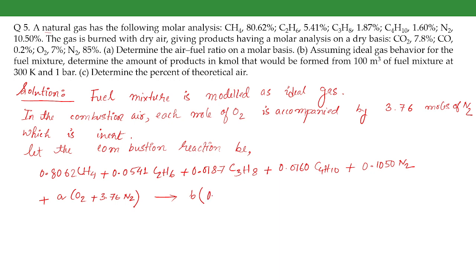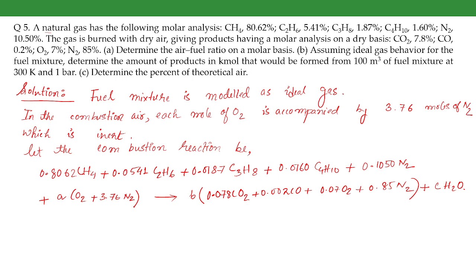Now this is 0.078 of carbon dioxide plus 0.002 of carbon monoxide plus 0.07 of oxygen plus 0.85 of nitrogen. This is on a per kilomole basis, so multiplied by B, assuming that B kilomoles of the dry gaseous products are produced, plus the moisture, which we are now including separately as C kilomoles of water.